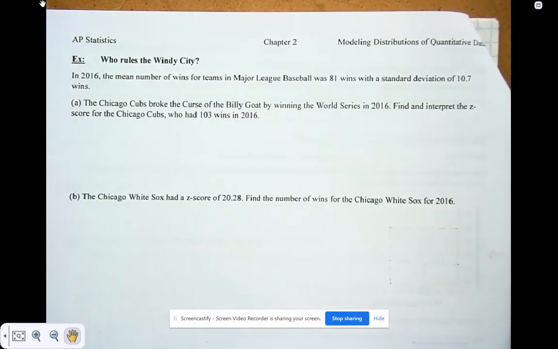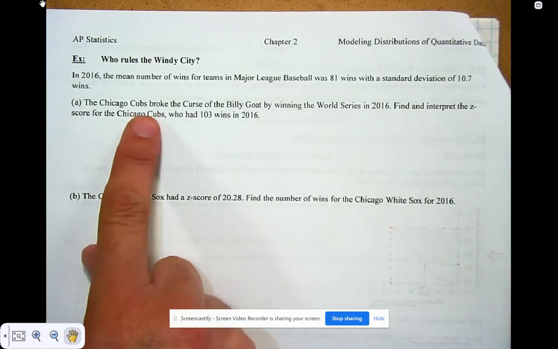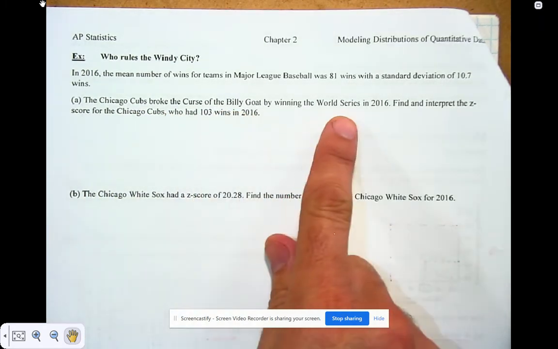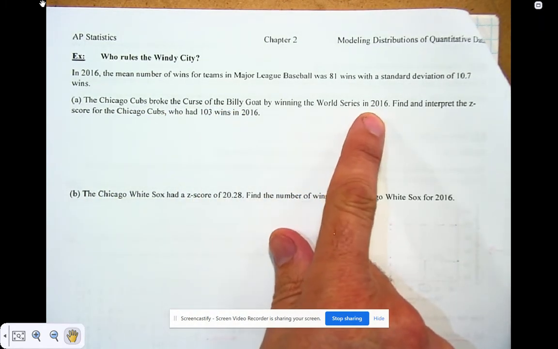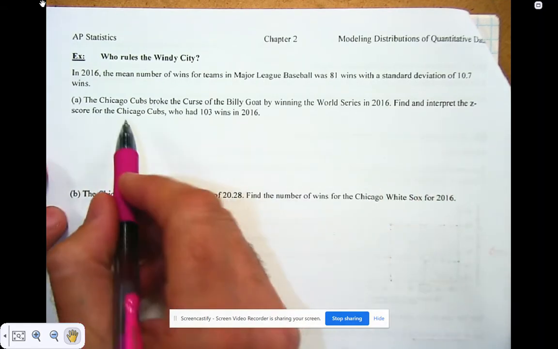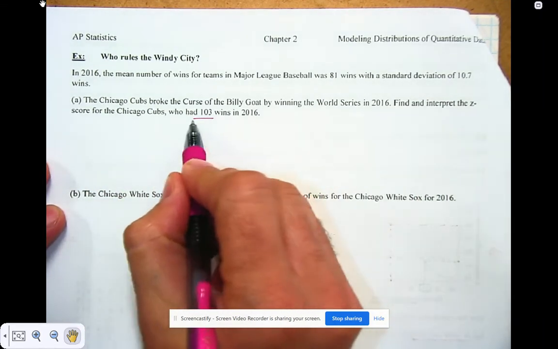Hopefully, when I give you guys your test back, we can talk about this in regards to the class average, right? The class mean and the class standard deviation. Then it says, look, Chicago Cubs broke the curse of the Billy Goat by winning the World Series in 2016. Find and interpret the z-score for the Chicago Cubs, who had 103 wins.